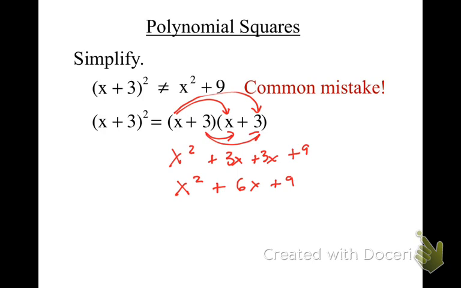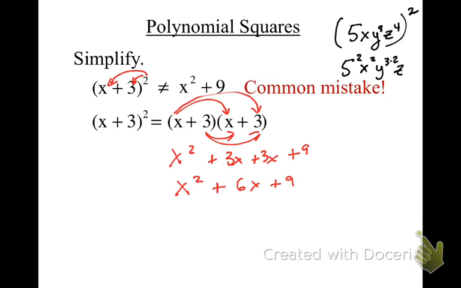Okay, so be careful. We do not distribute that exponent in a binomial. It's different when you have something like 5xy to the third z to the fourth, and that whole thing is being squared. In that case, when you square everything, notice there's no plus sign in there. So whenever you have a binomial, we cannot distribute the squared.